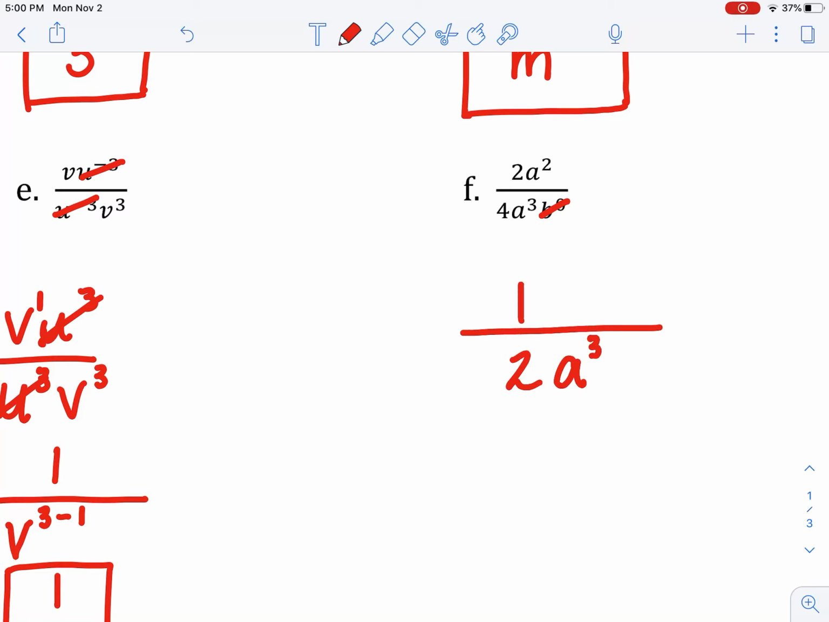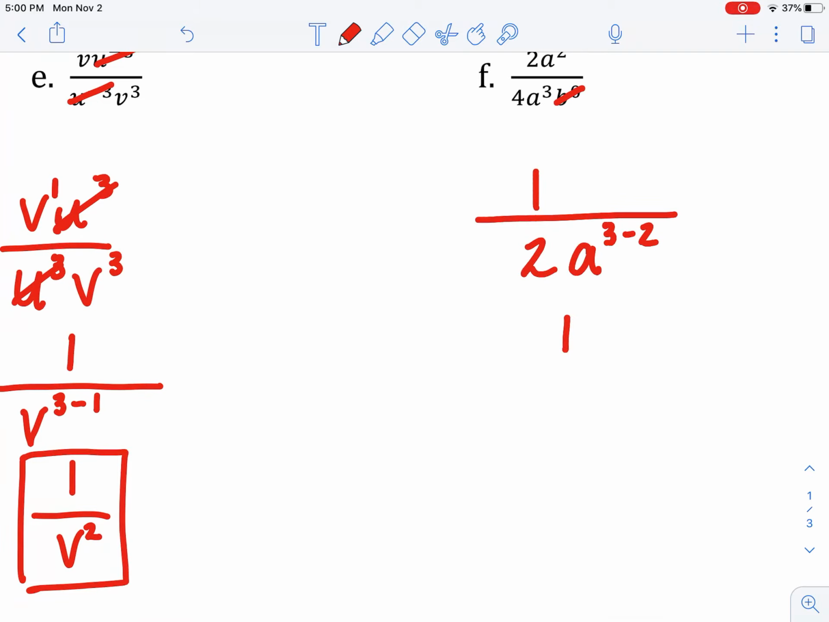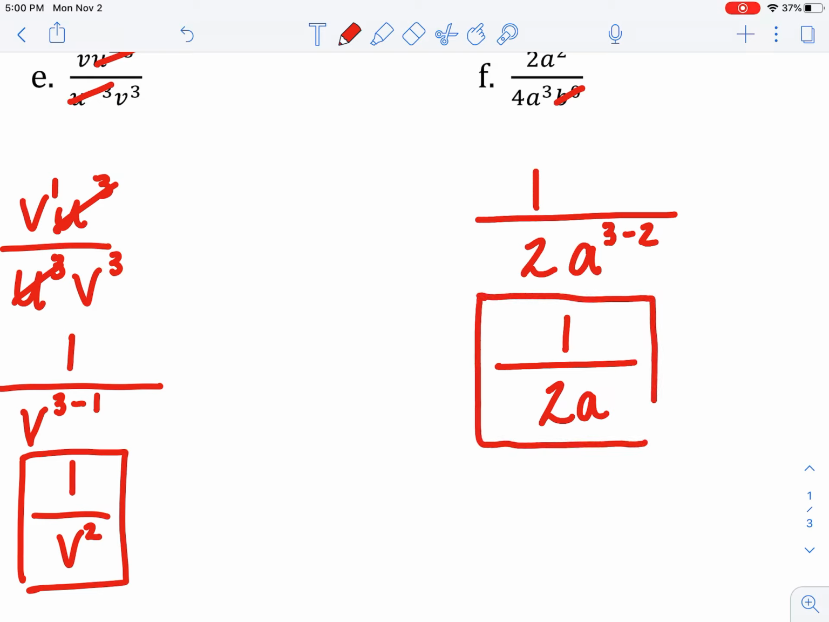We have a to the 3rd power, which is bigger than a to the 2nd power, so we'll subtract in the denominator. And we end up with 1 over 2, again, a to the 1st. I must like the 1st power today. Again, that could be invisible. And so we have 1 over 2a.